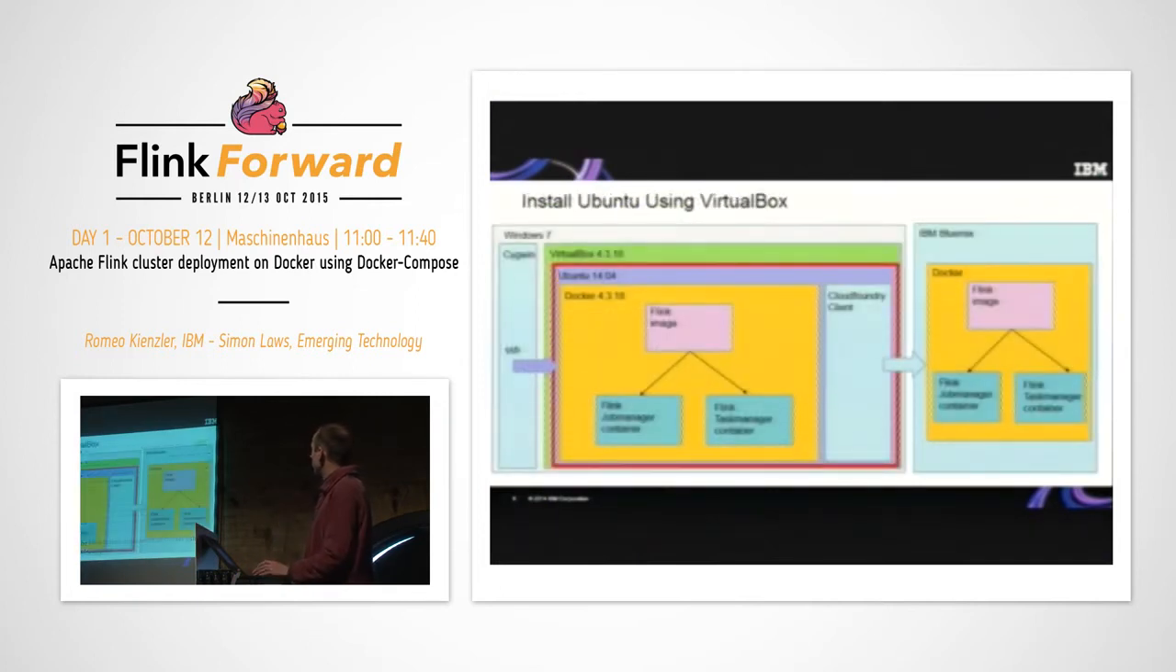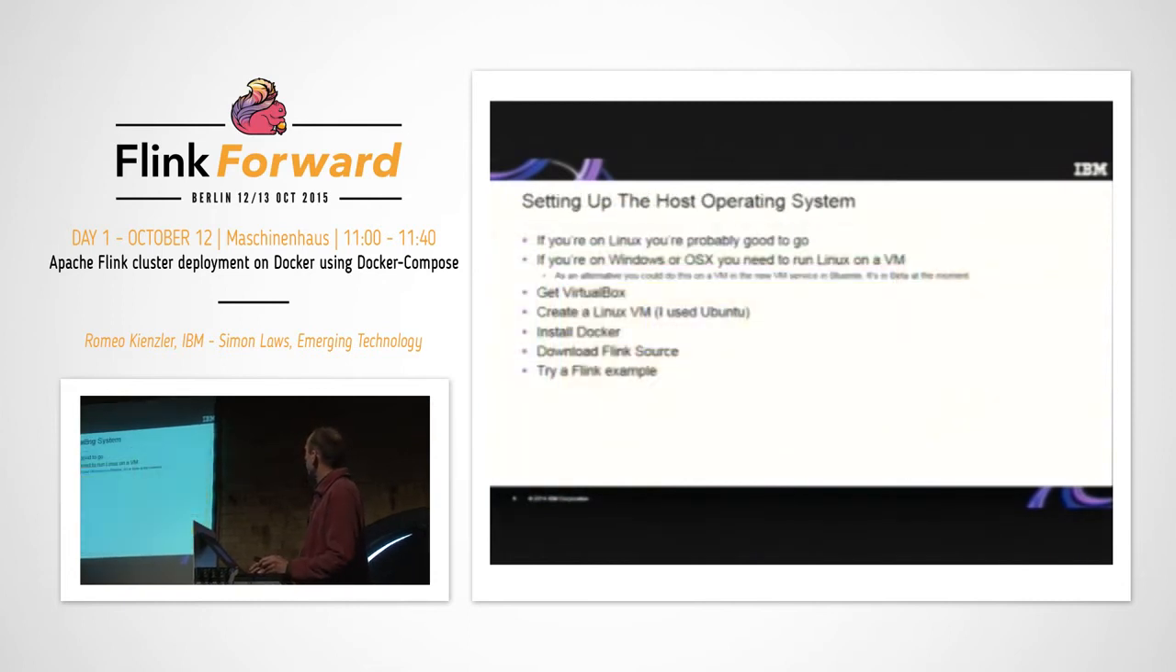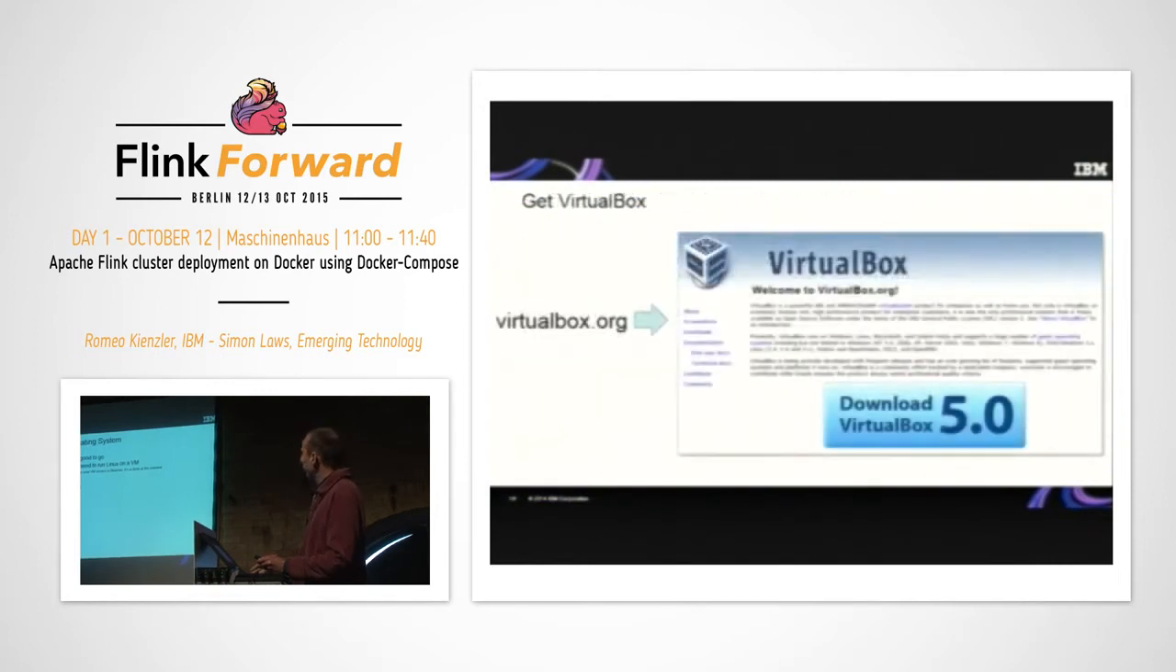What I've done is I've basically installed Ubuntu in Virtualbox. So what I did for that is I downloaded Virtualbox from Oracle. As I said before, if you're on Windows or OS X, you'll need to do that. You'll need to get Virtualbox, create a Linux virtual machine. I'm using Ubuntu, and then install Docker and install the Flink source. So the first thing I did was I went to virtualbox.org and got Virtualbox, and I've got that running on my laptop now. And Virtualbox allows me to run virtual machines.